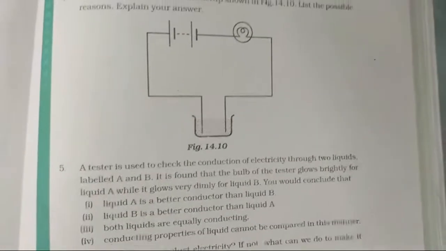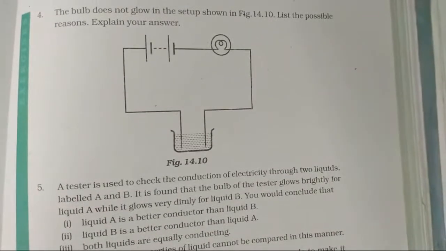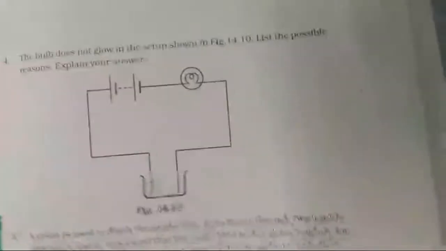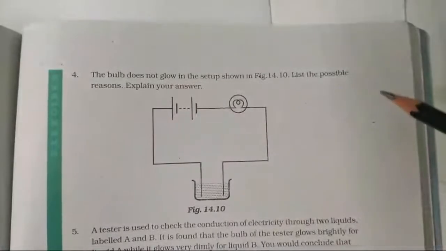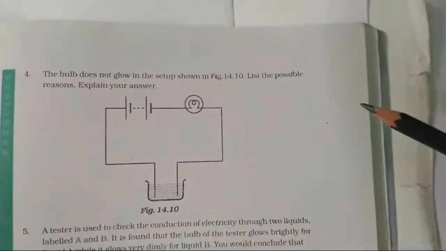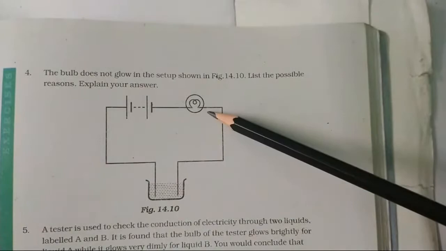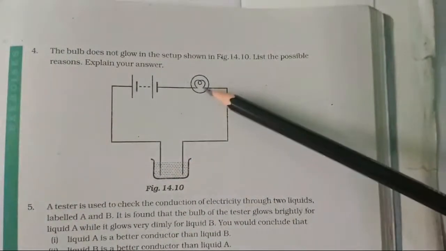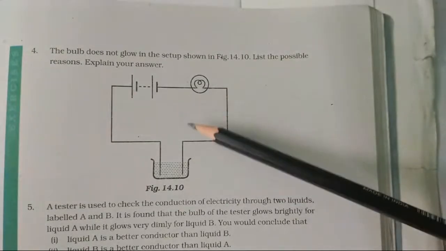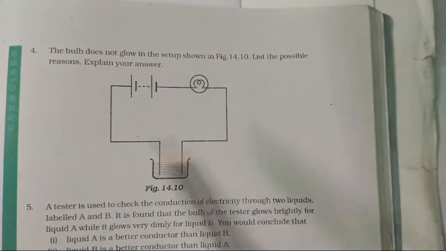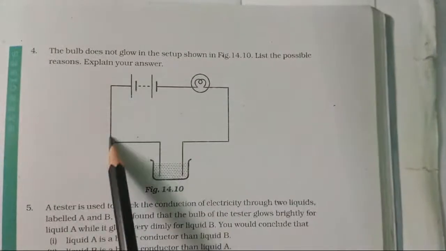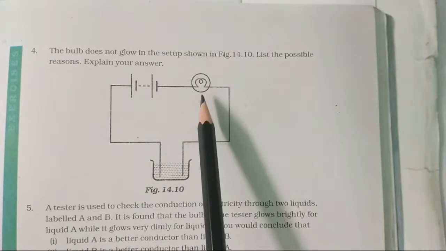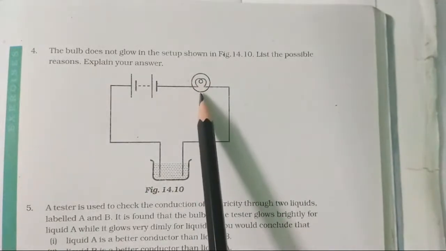And then the next part: the bulb does not glow in the setup shown. Give the reasons. What will be the reason when the bulb does not light up? The wire is dipped inside, but still the bulb is not glowing. So you have to give reasons. First reason will be that the connections are loose. Second reason, the bulb is not working.